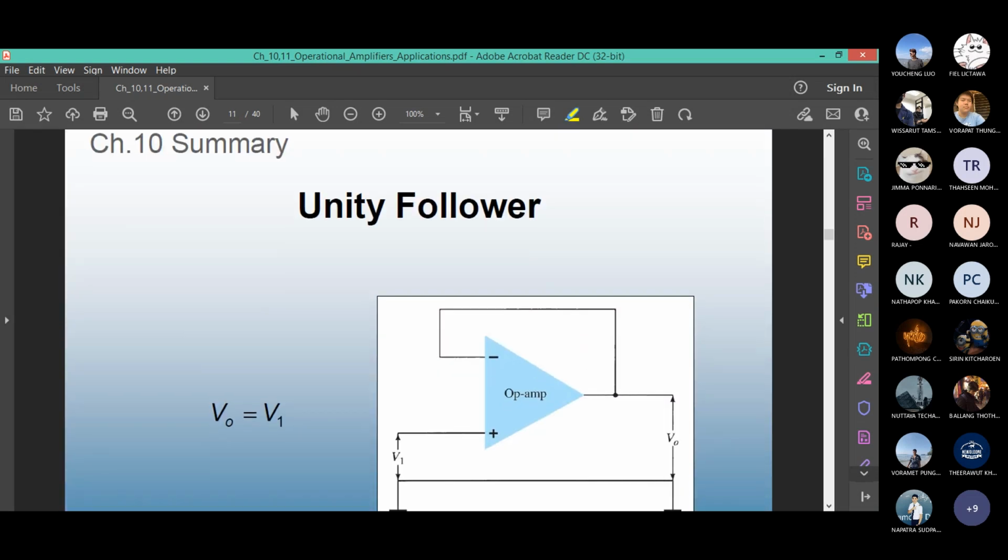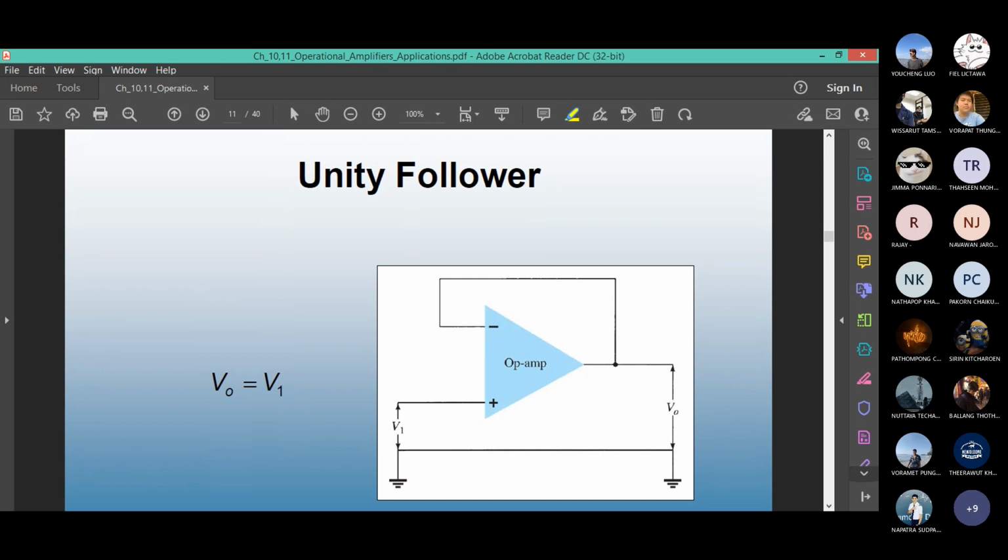There's another connection known as unity follower. You want the input exactly to be same as the output, or output same as input. You don't want any change in sign. This is the connection. Put a V1 on the plus side, and the output side you connect with the minus pin. V plus equals V minus, so V minus is V1, V out is V1.